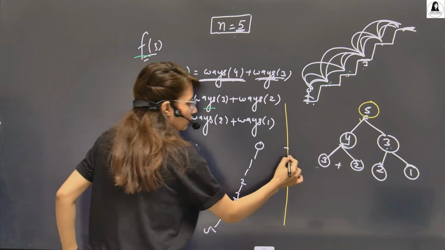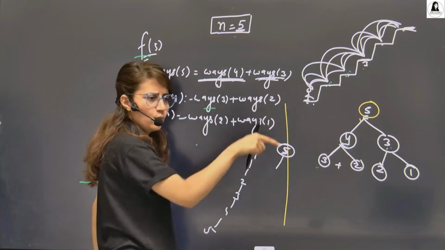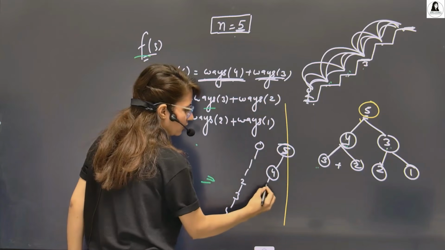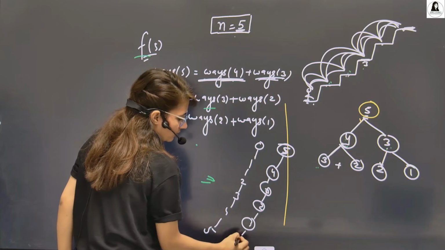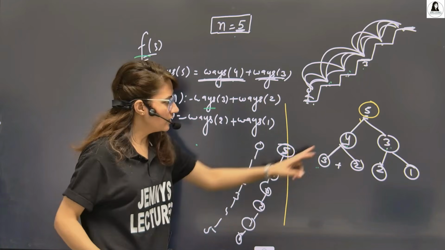Or you can draw something like this also. Number of ways to reach till 5 is what? You can take only one step. So obviously you will be at 4, then only you can reach till 5, only one step. Then 3, then 2, then 1, then 0. Only one way. The tree is something like this.